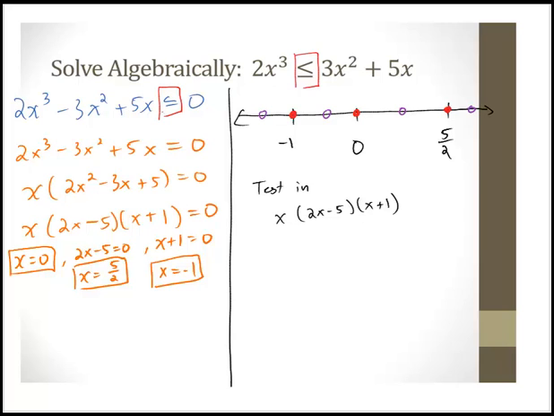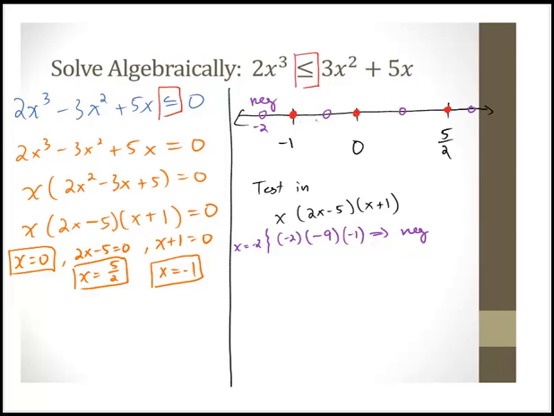So now let me test a value that's less than negative 1. How about negative 2? So I'm testing in the expression x times (2x minus 5) over (x plus 1), and I'm going to let x equal negative 2. So that would give me negative 2 times (2 times negative 2 minus 5, that's negative 9). Negative 2 times 1 is negative 1. Negative 2 plus 1 is negative 1. I have a negative times a negative times a negative. That's a negative. All right, so I'll just write negative there.